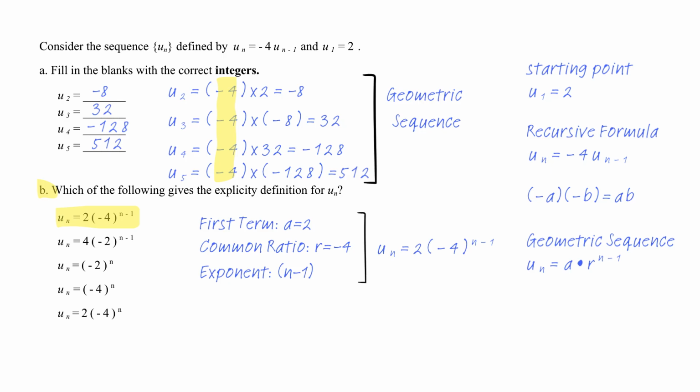Now you know how to bridge the gap between a recursive rule and an explicit definition. Just remember, recursive is your step-by-step guide, while explicit is your shortcut to any term in the sequence.